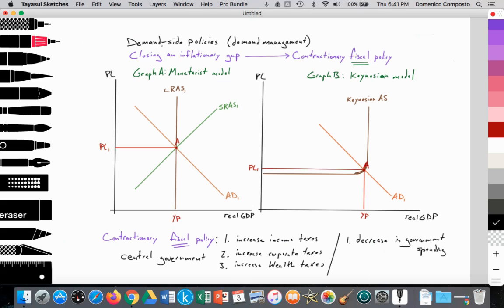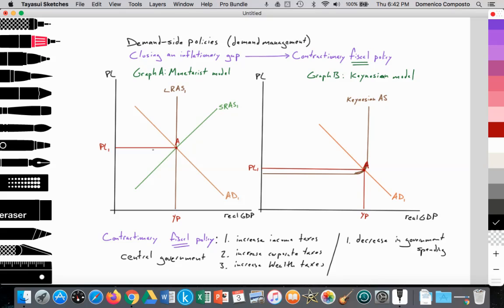So again, contractionary fiscal policy is a demand-side policy. It is an attempt, in this case, of the central government trying to influence aggregate demand. This is also referred to as a demand management policy. The example that we're going to use is an economy entering an inflationary gap, and thus the central government wants to contract or pull back aggregate demand. Thus, it's called a contractionary fiscal policy. So, how can they do that?